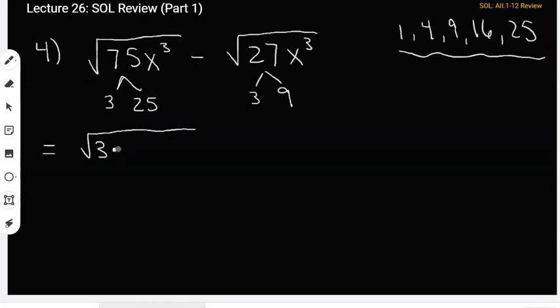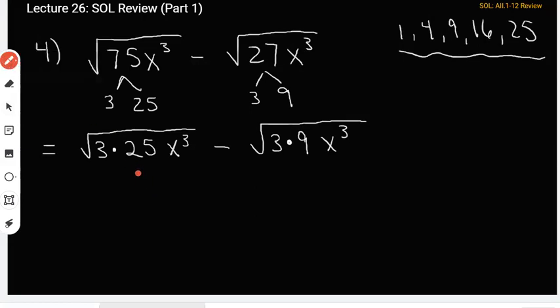Okay, so I'm going to write 3 times 25, and I need to keep the x cubed as x cubed for now. Over here, I'm going to have 3 times 9, that'll give me 27, and I need to keep the x cubed for now. What you'll notice here is I have perfect squares now. I'm going to underline them. I can take the square root of 25, and I can take the square root of 9. When I do that, I take them out as their square roots.